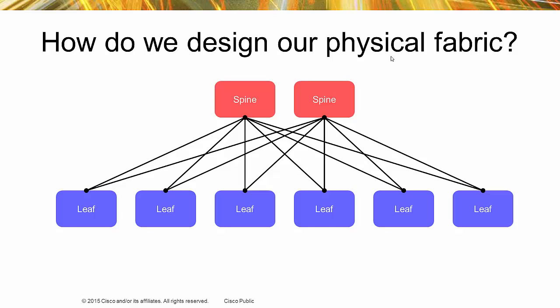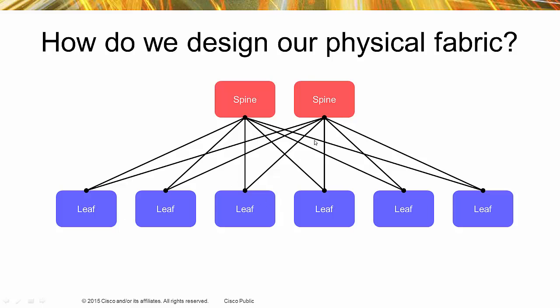So to design our physical fabric or the ACI solution, you will need 2 or more spines. So you can have 2 spines, 3, 4. And again, as I said, I would highly recommend that if you are deploying in production, go ahead and read the best practice or design papers. But at a minimum, you would need spine switches and you would need leaf switches.